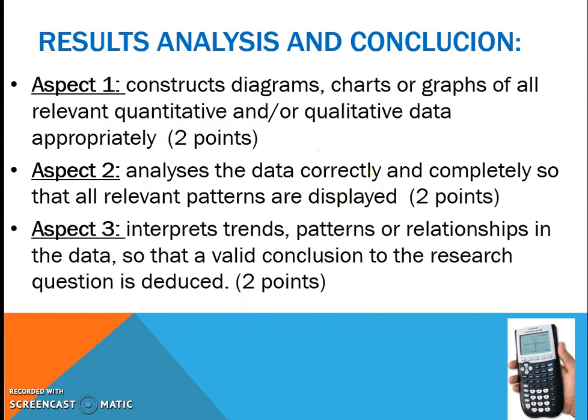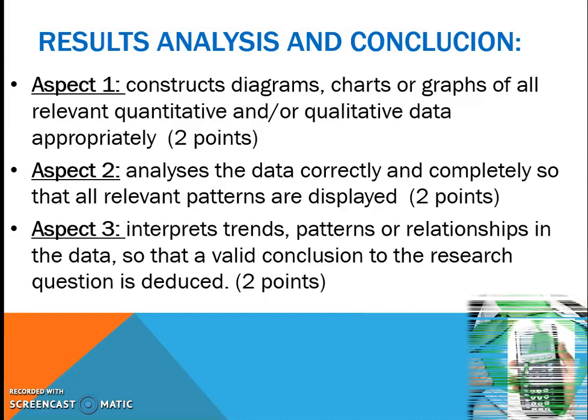Aspect 3 interprets the trends, patterns, and relationships in the data so that a valid conclusion to the research question is deduced. This is us going back to the original hypothesis and deciding whether we should support or reject it based on what the data are telling us. We're going to talk about each of these aspects. Keep in mind that if you needed to change or edit anything in your earlier sections, the context or the planning, you're going to need to edit that eventually for this next submission too, when we add in the RAC section.